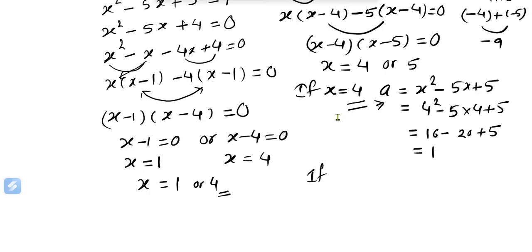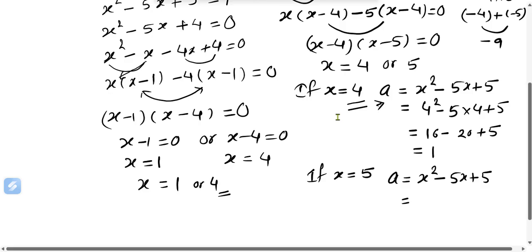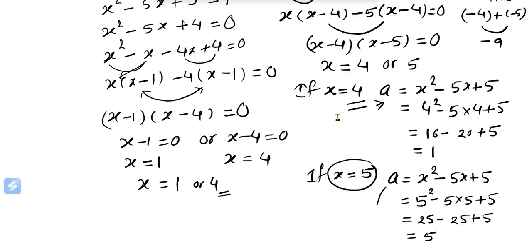Now if x is equal to 5, then the value of a is again, we assume a is x squared minus 5x plus 5, where now the value of x is 5. So 5 times 5, that is simply 25 minus 25 plus 5, and the value now comes to 5. So when the value of x is 5, the value of a is 5 as well. So that also says the value of a is not equal to 0.